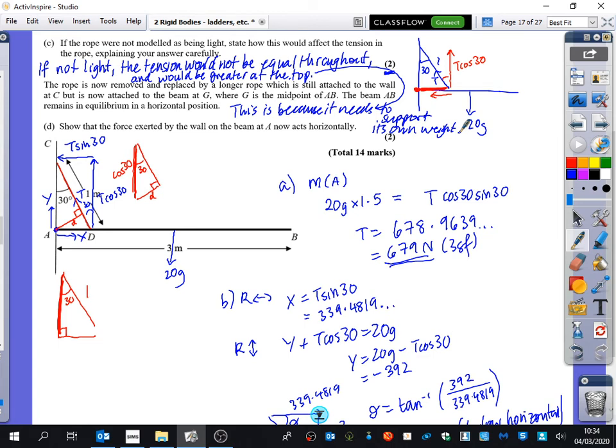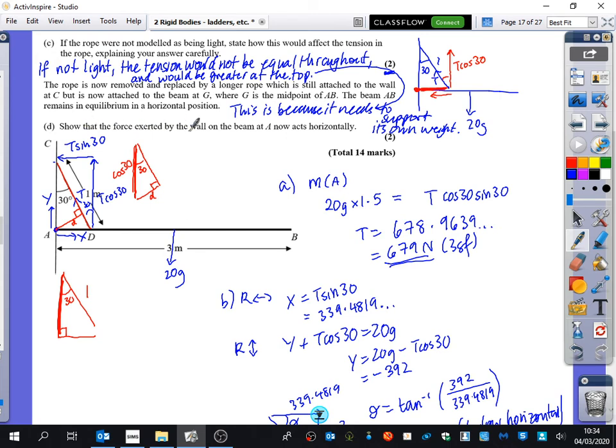We're nearly there. The rope is now moved and replaced by a longer rope, which is still attached to the wall at C, but it's now attached to the beam at G, where G is the midpoint of AB. So the rope is going to change from here to here. The beam AB remains in equilibrium in a horizontal position.